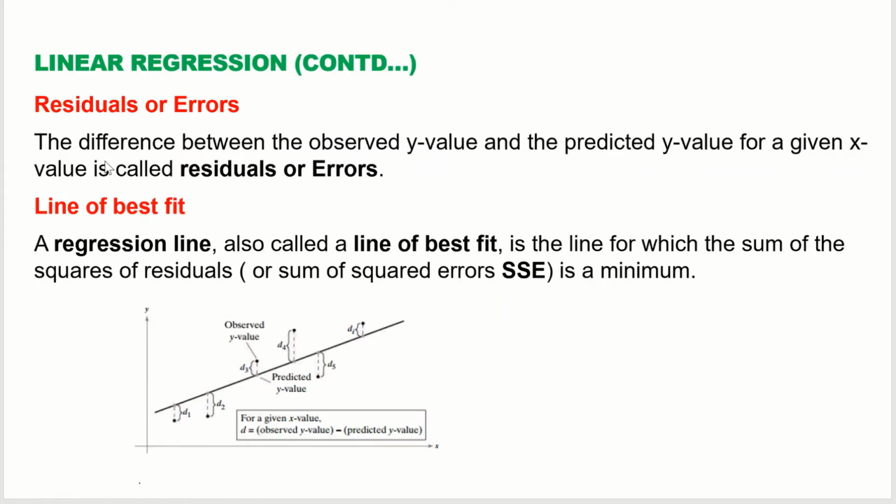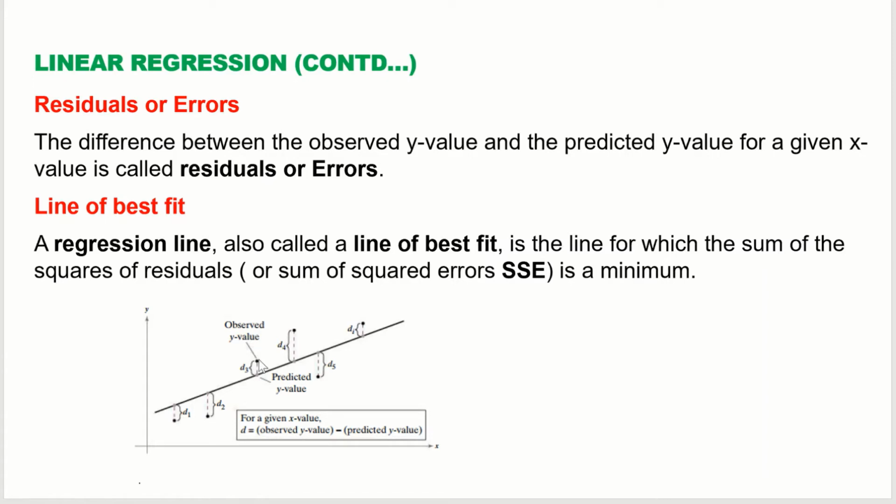There are a few terms that we need to know in linear regression. The first one is the residual or error. Here I have the scatter plot. These points here represent the points in the scatter plot, and this line here is the line of best fit. Now, the residual, sometimes referred to as error, is the difference between the observed value and the predicted value.